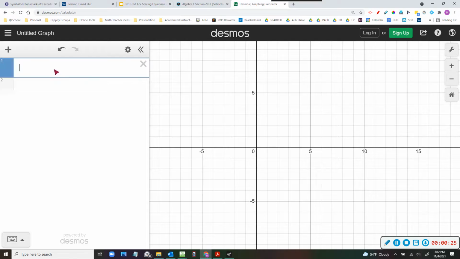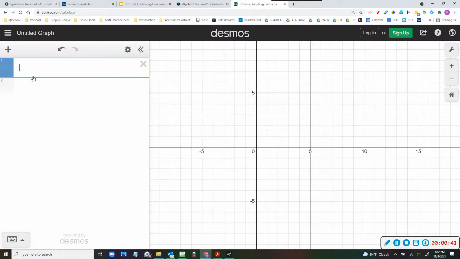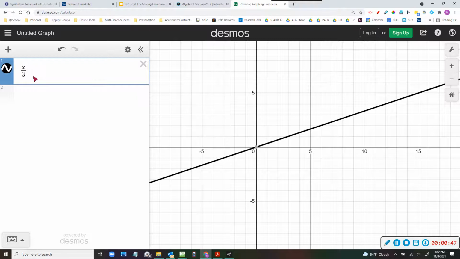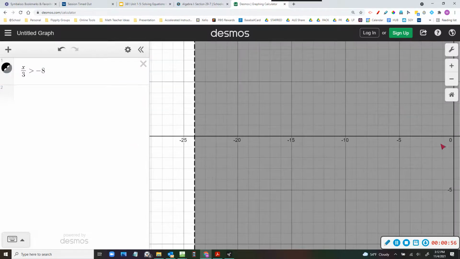Okay, so what we're going to do is literally put in exactly what we see. So I have x divided by 3. As soon as I did the divide symbol, which is the slash, it made it a fraction. So x divided by 3 greater than -8. I am literally using my calculator for this, okay?